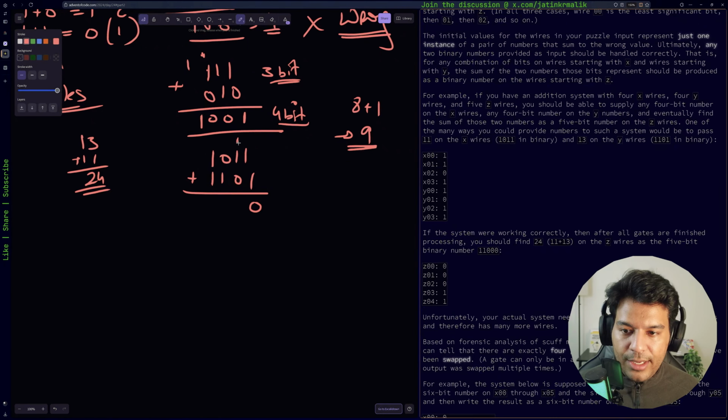You carry 1 here. 1 plus 1, another 0. You carry 1 here. 1 plus 0 plus 1, 1 plus 1, another 0. You carry 1 here. And now this is tricky because you have three 1s here. So 1 plus 1 is 0, and you carry 1 here, and 0 plus 1 is 1. And then you carry 1 here.